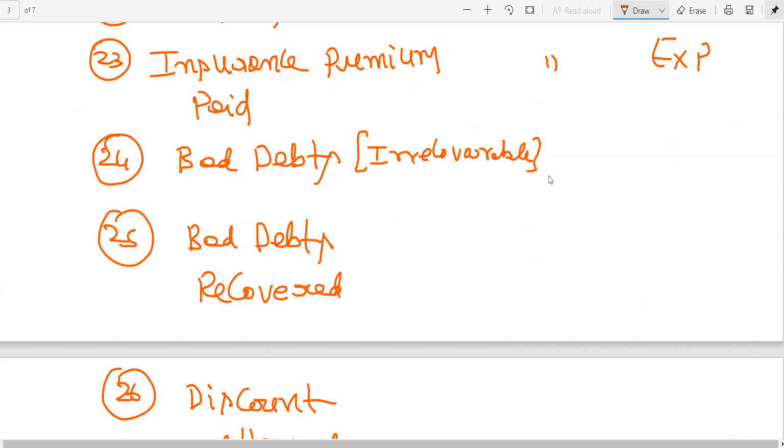Irrecoverable means you have to forget that amount. Such an amount is a loss. Loss is a nominal account. Here it comes under expenses only.